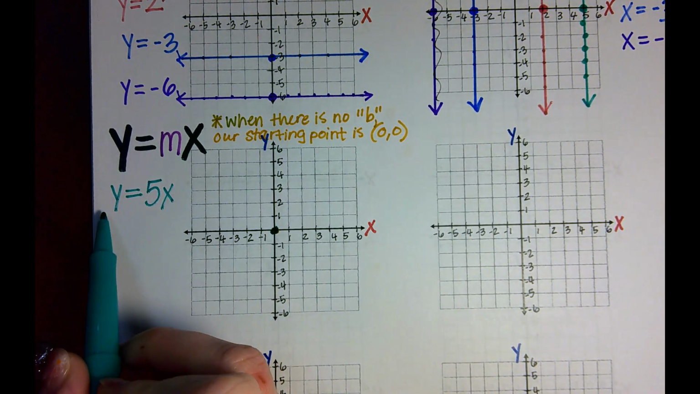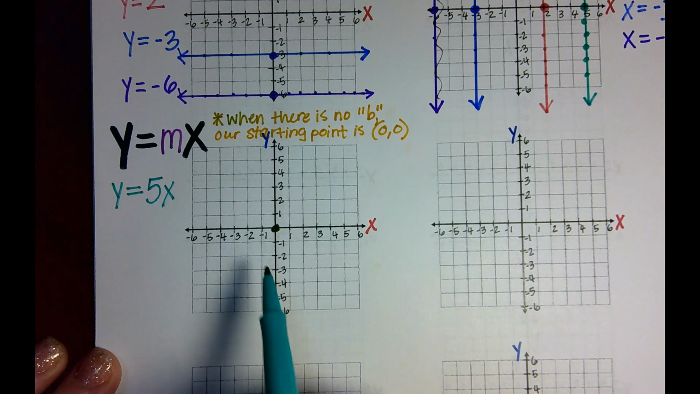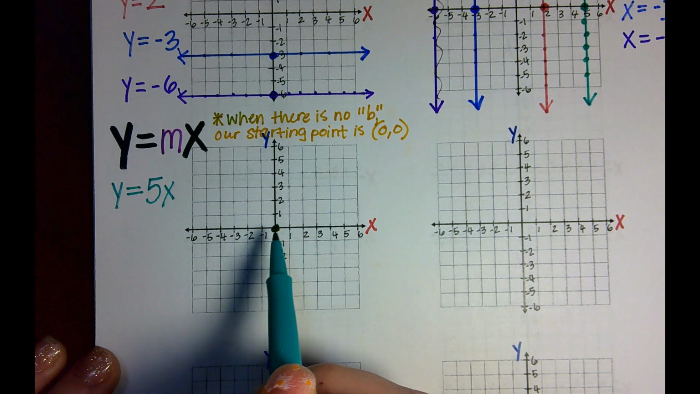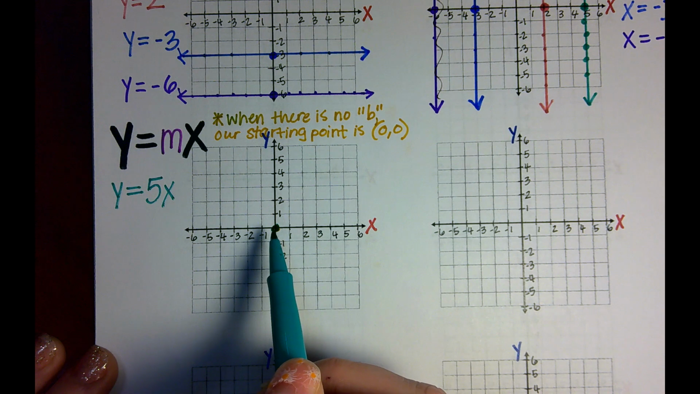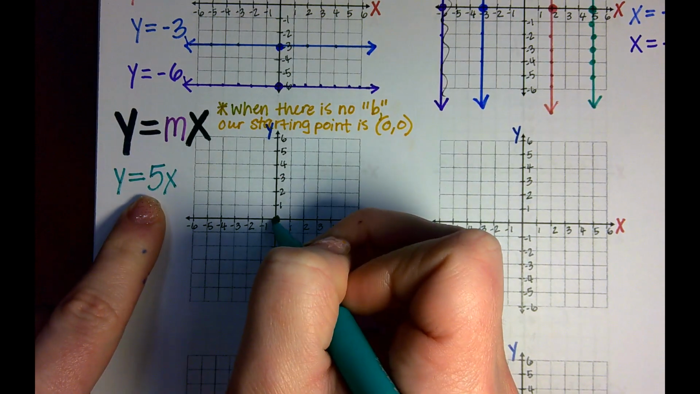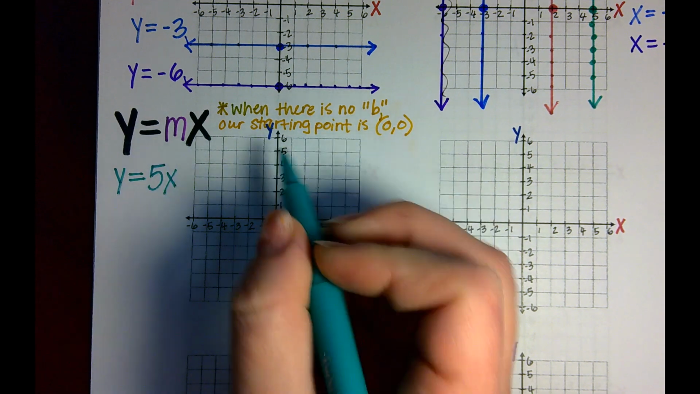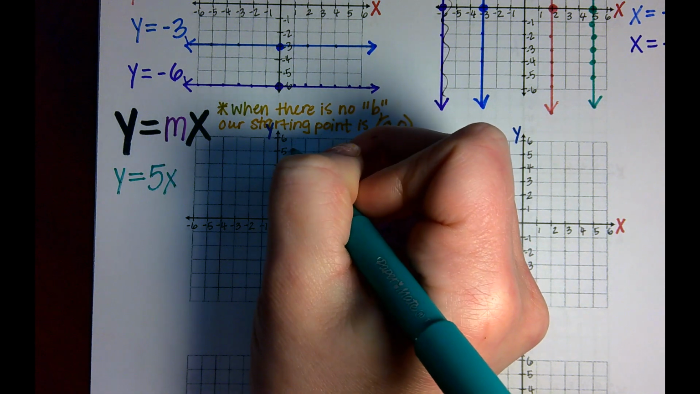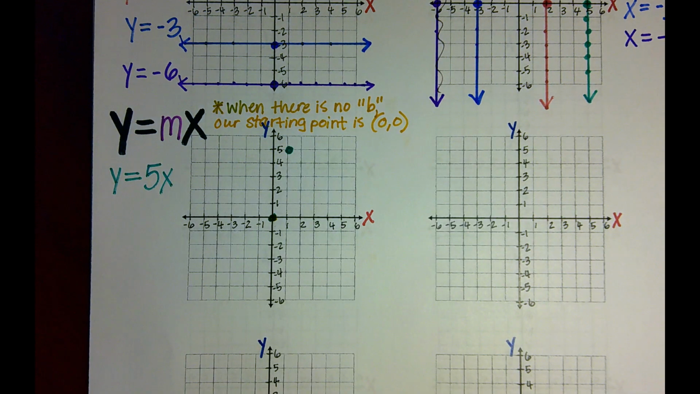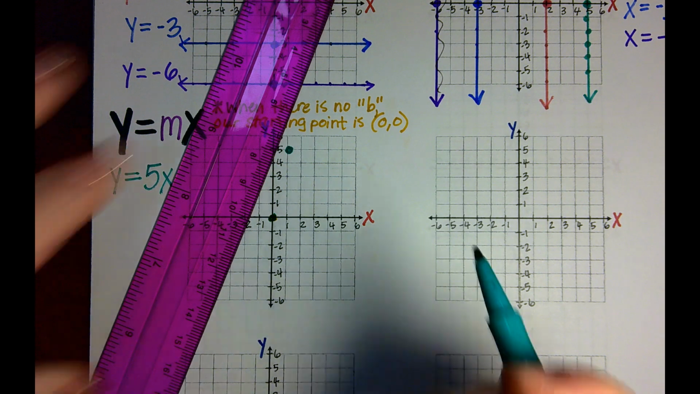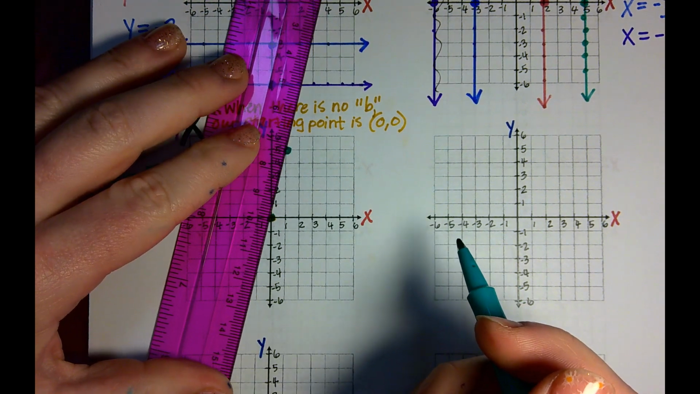So if I have the equation y equals 5x, and I'm starting at 0 because I don't have a b, there's no y-intercept, where would I go from my starting point here? Up 5. Yes, up 5 for my slope and over 1. And this would be y equals 5x right here.